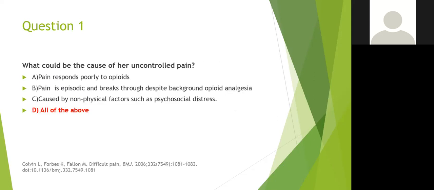So all these causes actually could be the reason why a patient complains of uncontrolled pain. It might not be an opioid-sensitive pain, that could be one of the reasons. It's something called breakthrough pain. So we might be able to get on top of the background pain by giving her regular opioids, but we still won't be able to control the breakthrough pain. And maybe that is disturbing her sleep, or making her distressed. Or it can also be caused by non-physical factors like psychosocial distress.